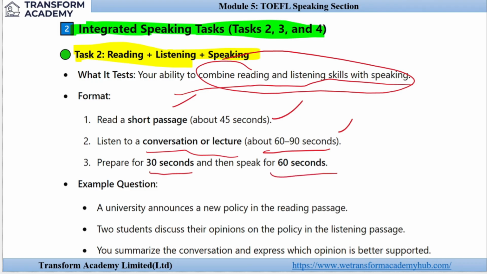And the example question is: a university announces a new policy in the reading passage. Two students discuss their opinion on the policy in the listening passage. You summarize the conversation and express which opinion is better supported.